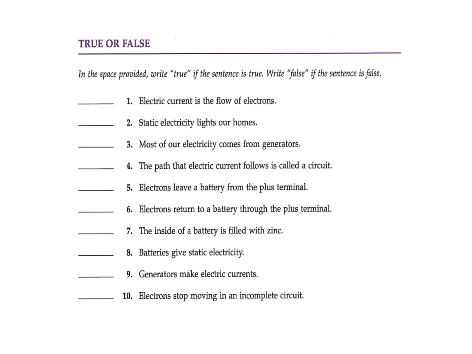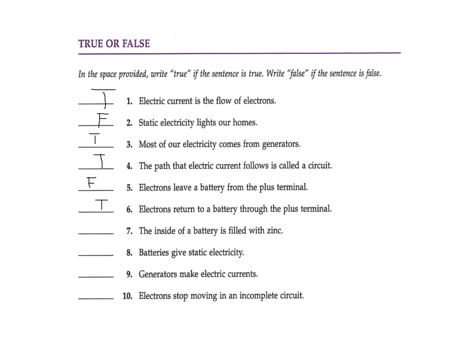Electric current is a flow of electrons. True or false? True. Static electricity lights our home. False. Static electricity cannot be controlled. It doesn't have a path. Most of our electricity comes from generators. True. The path the electric current follows is called a circuit. Very good. True. Electrons leave a battery from the plus terminal. False. They always leave from the negative terminal.